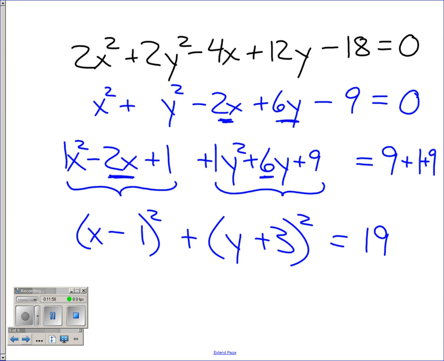Now, once you have it in this format, they're going to ask, what's the center and what's the radius of the circle?